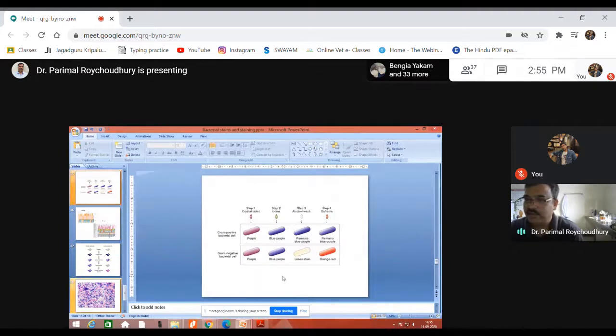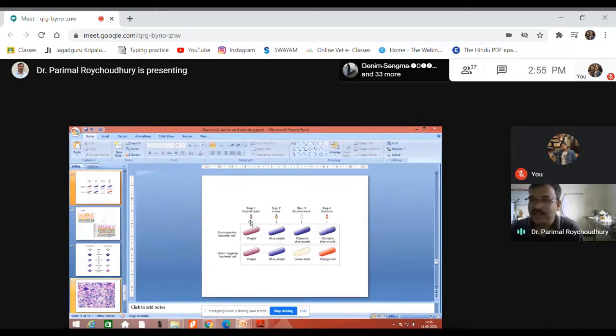This particular photograph, no doubt I have taken it from the internet, from Google search, but I had an objection to this particular picture. My point is that when we use a crystal violet dye, the bacteria cannot take any purple color; it will take the violet color only. Just think that this is the violet color.